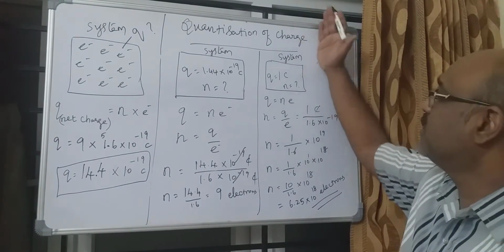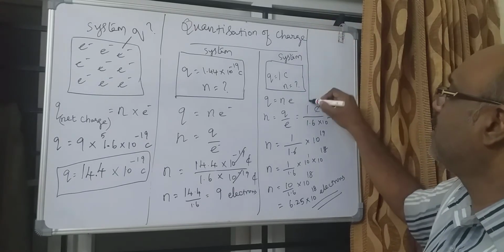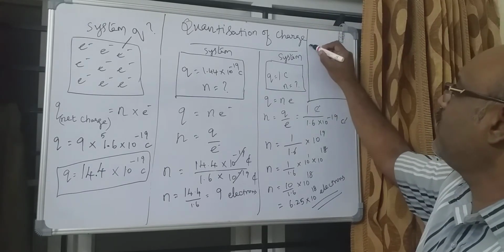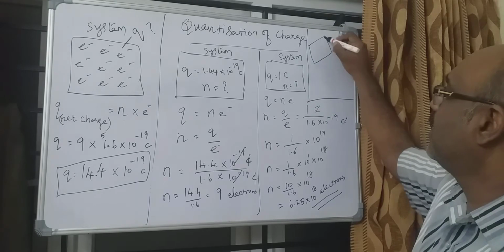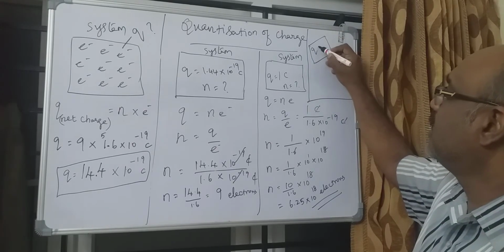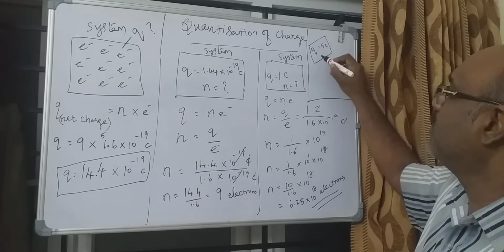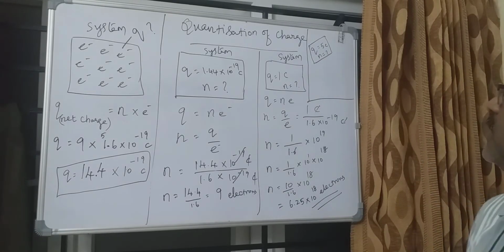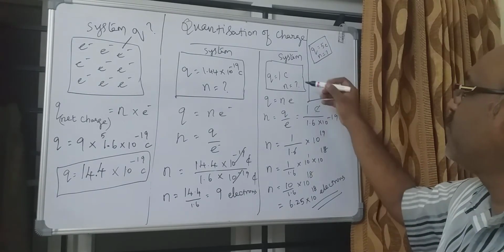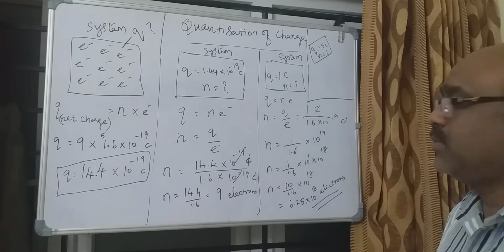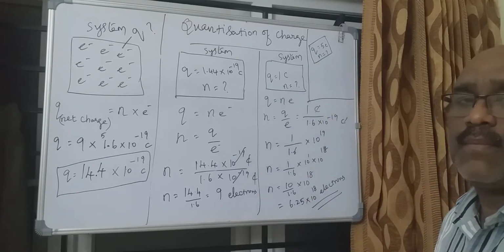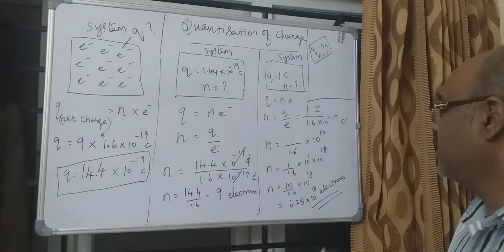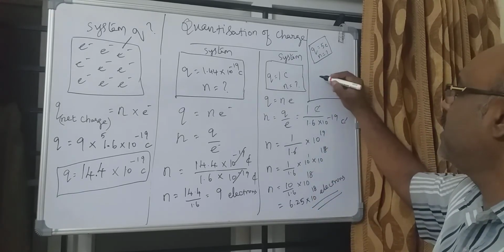Similarly, they will ask what will be the number of electrons if the net charge is 5 coulomb. Very simple. Here, instead of 1 coulomb, we have to put 5 coulomb, and we can do the same thing. That is one step, and you will get the answer. Or very simply, we can find it out.